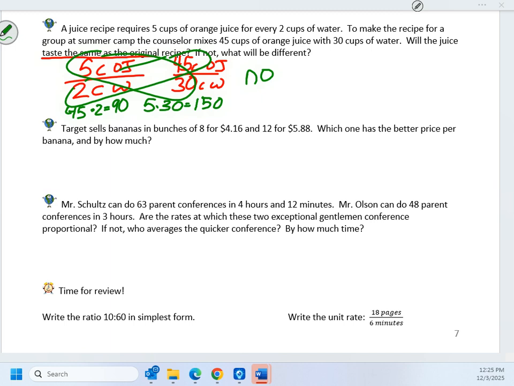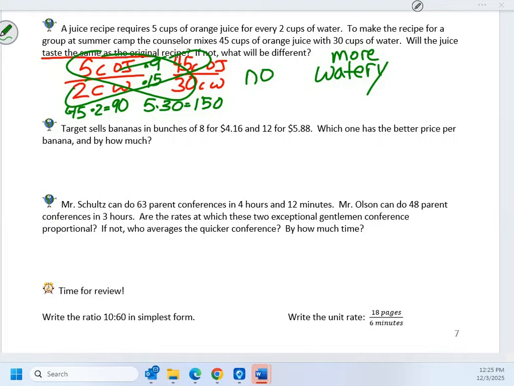What do you think, Colton? Watery. Why? Maybe 60 cups of water is too high. Because to go from 2 to 30, we multiplied by 15, right? To go from 5 to 45, what are we multiplying by? 9. So we're adding a lot more water. So it's going to be more watery. Does that make sense how we figured that out?